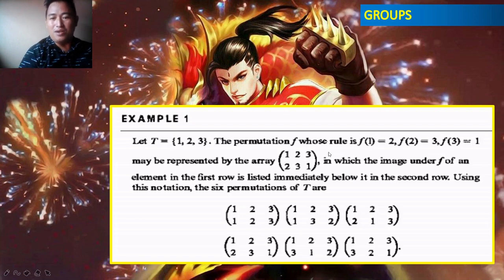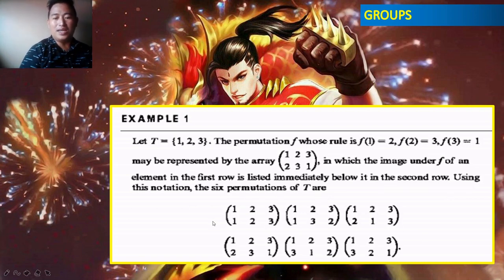Ang 1, partner niya 2, so 1, 2. Ang 2, partner niya 3, so 2, 3. And ang 3, ang partner niya kay 1, so 3, 1. In which the image under f of an element in the first row is listed immediately below it in the second row. Using this notation, the 6 permutations of T are the following.